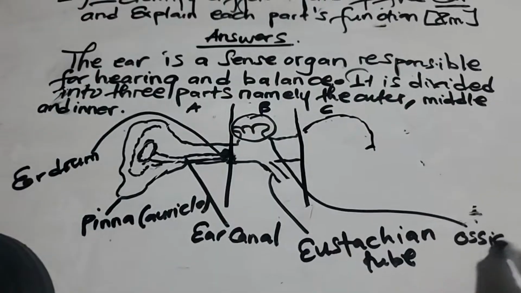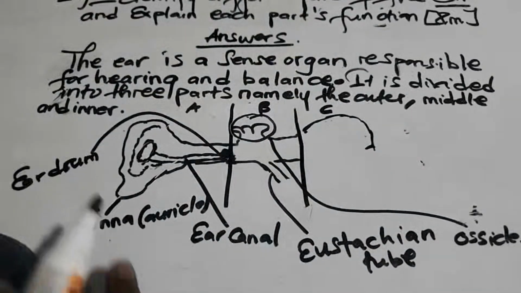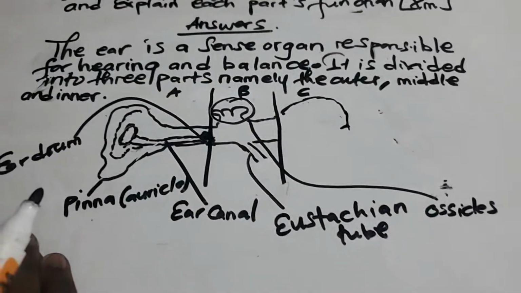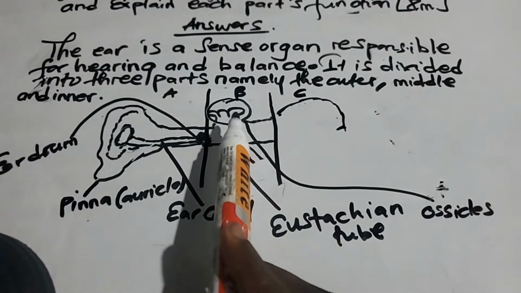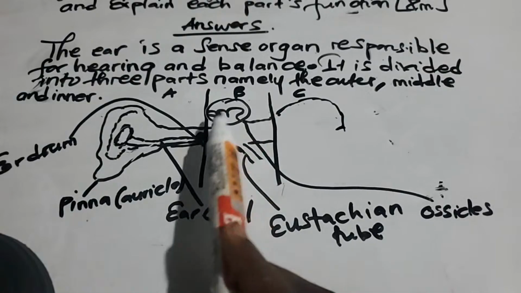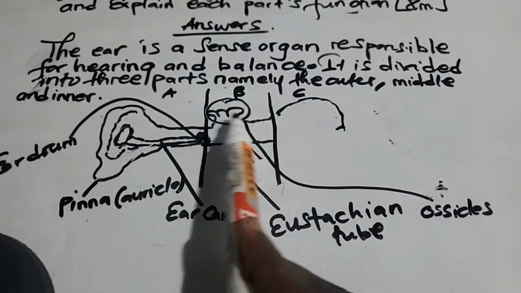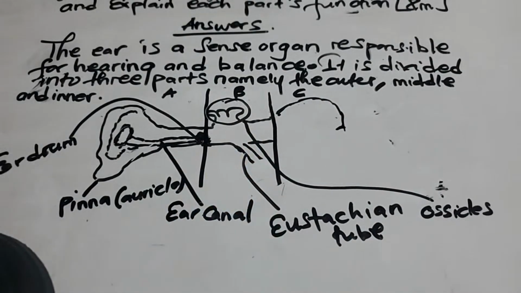So these are the ossicles. Take note that each and every bone here has a name. Here it is made up of how many bones? Three bones. So each and every bone here has a name.